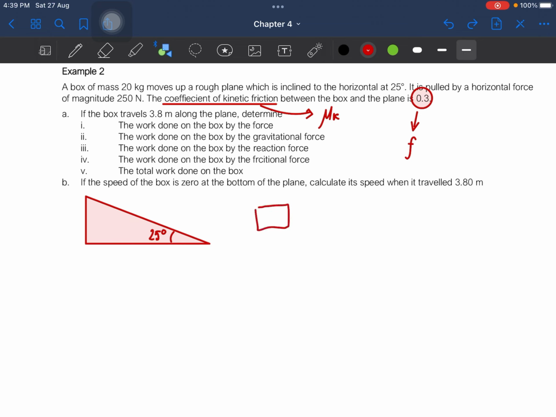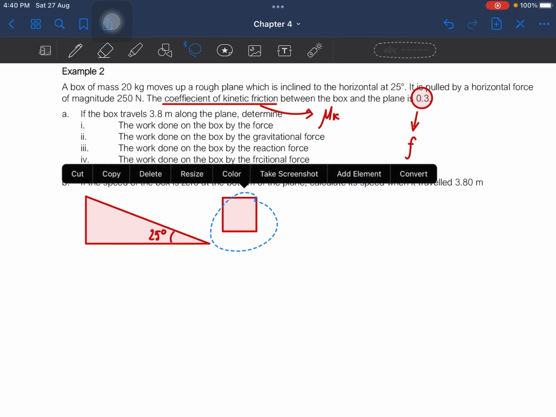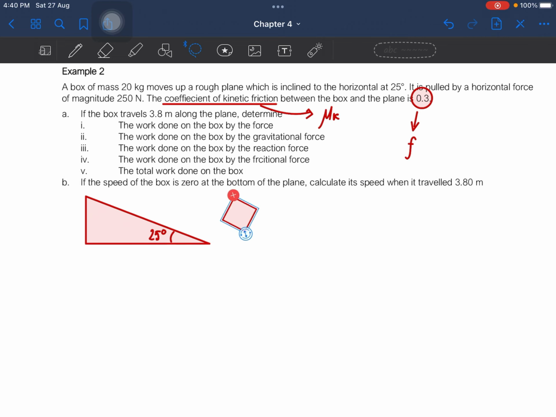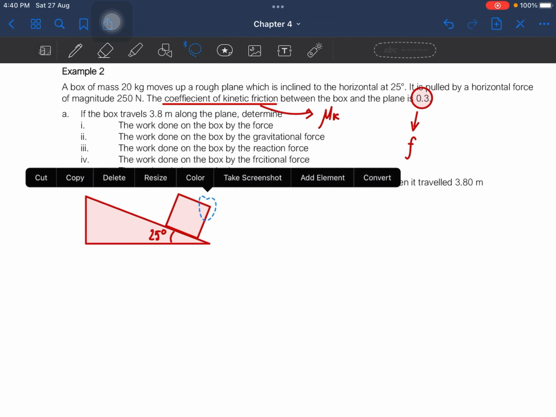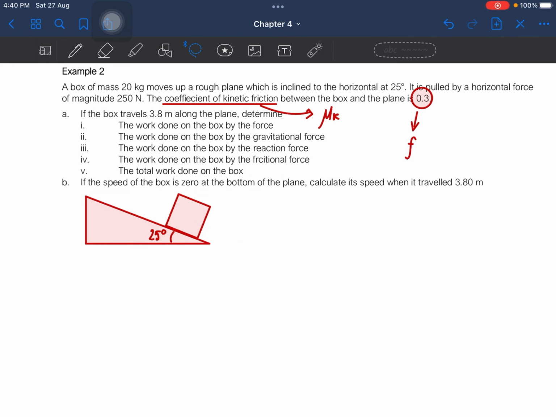So there's a box macam ni. Why isn't this a block? Itu block kan. Okay, so sekarang ni this box here is here. Okay, so it is moving up this plane. Okay, so dia sekarang ni dia bergerak pergi atas.